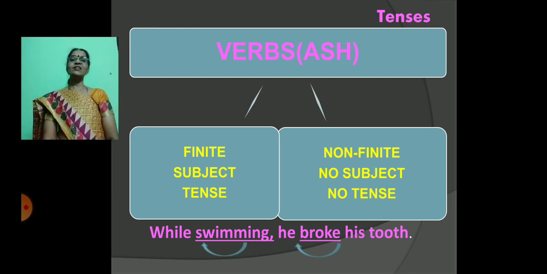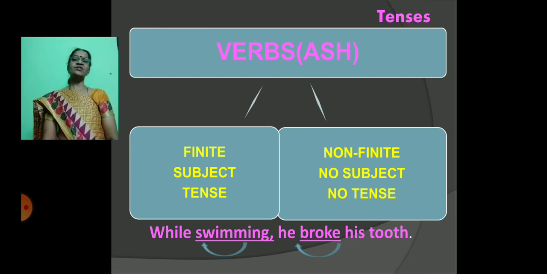Then let's see about the tenses. You may be feeling, ma'am, it's swimming, it's a tense, it's in ing form. But it hasn't got a to be form verb there before it. So we can neither say it is in present continuous form, nor past continuous form, nor future continuous form. So it has no tense. So a verb which has no subject and no tense is called a non-finite.